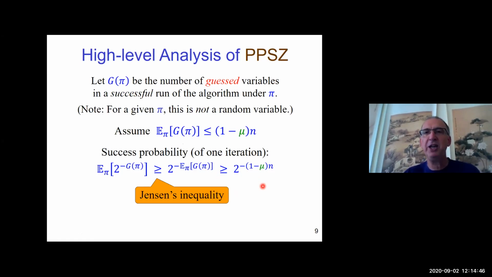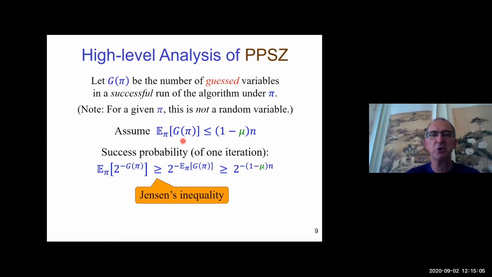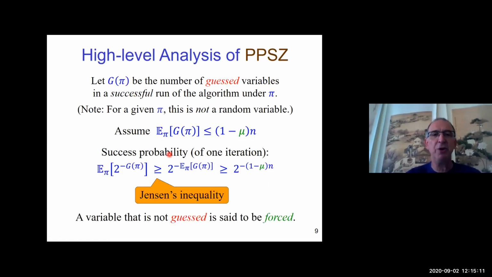So the beautiful thing is that even though there may be a lot of dependencies in which variables are guessed, in order to get a lower bound on success probability, all we need to do is bound the expected number of variables that we need to guess. And this is very, very useful. This will also carry through to the analysis of biased PPSZ. Now, if a variable is not guessed, we say that it is forced.